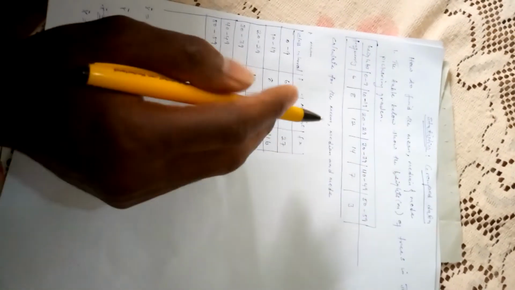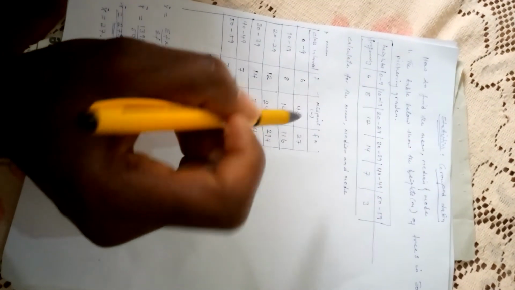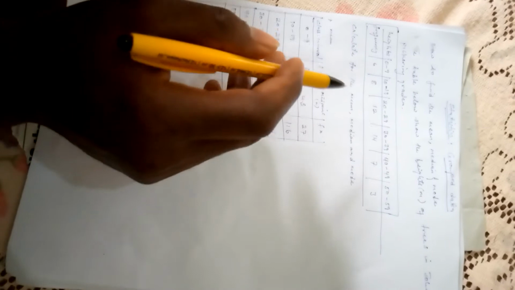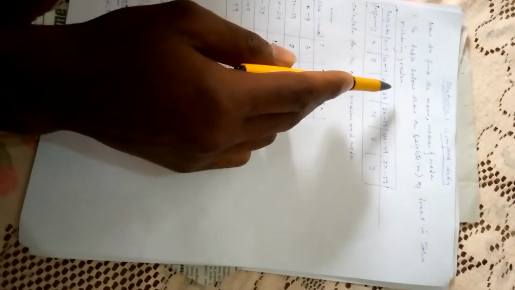Today, I would like us to discuss statistics, but in grouped data form. So the question here reads: the table below shows the heights of trees in John Pickering Garden. This is the height, and these are the frequency.